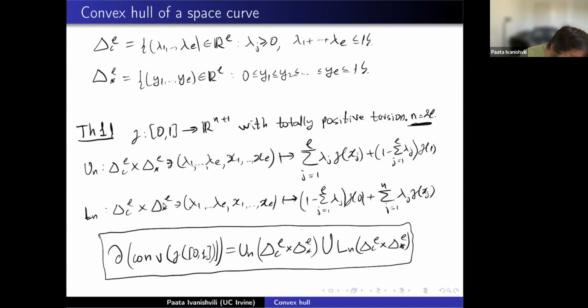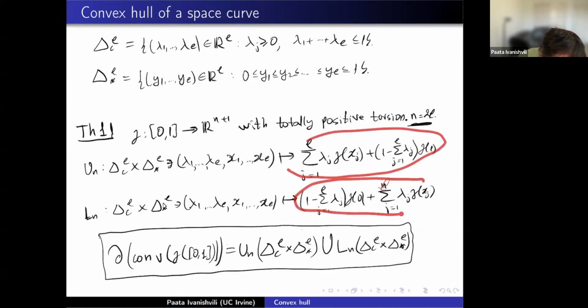Another map, it's the analog of the previous one. You do the same thing, but you pick the endpoint to be γ(0). One point to be γ(0), and then, okay, here is a typo, it should be L, and then you take the remaining points of the curve. The claim is, maybe it's difficult to say in higher dimensions what is top and what is bottom, but this should correspond to the upper hull, and this should correspond to the lower hull.